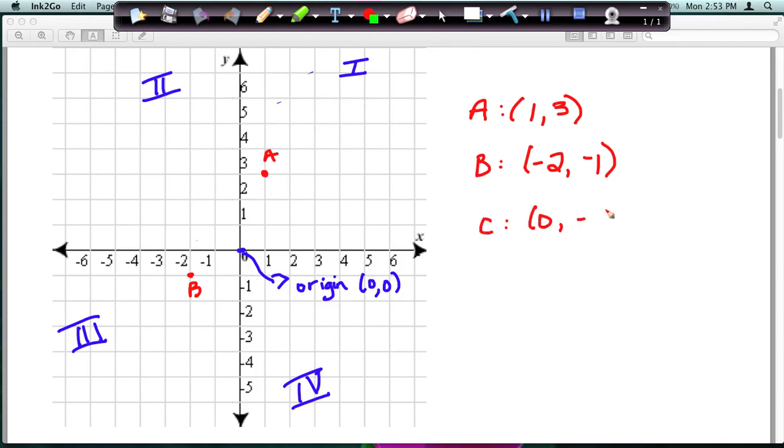Okay, let's look at C, (0, -5). The x value is 0. That means I'm going to start at the origin. I'm not going to move right or left. I'm going to stay right here on this y-axis. And then -5 means go down 5. So here is (0, -5). That's C.